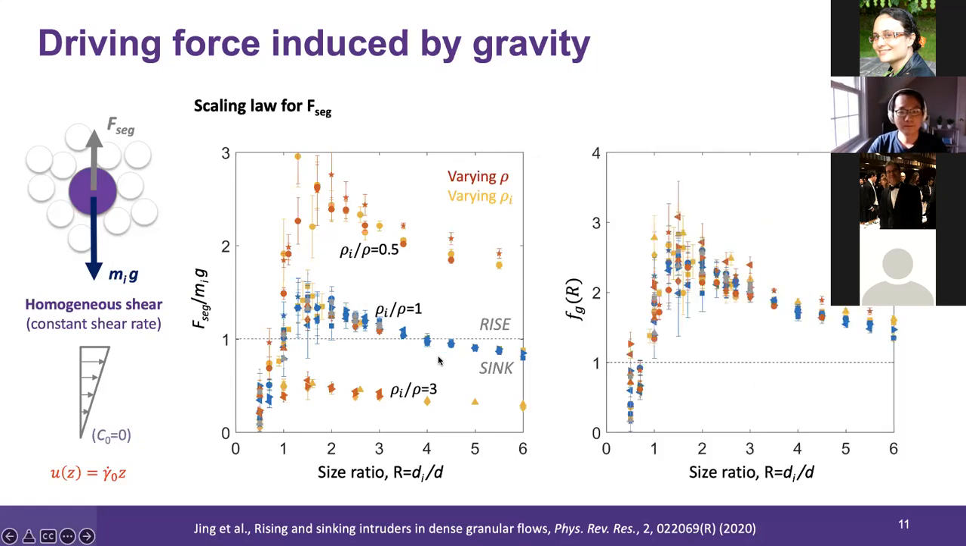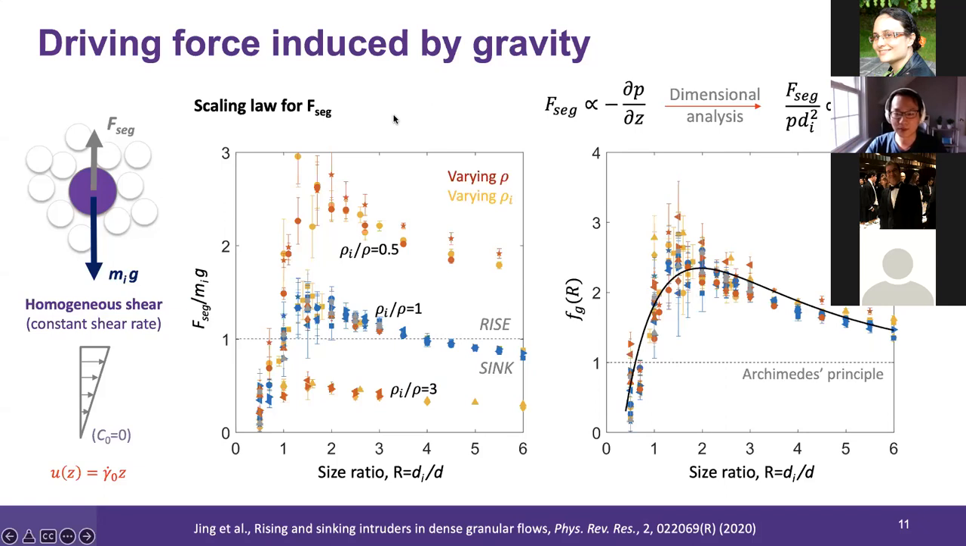Then we do a scaling analysis. We think this segregation force really scales like a buoyancy force, because it's proportional to the pressure gradient, which is the only gradient in the problem. We can then derive this relation for the segregation force under gravity. It's a buoyancy force, but with a prefactor Fg that is a function of R. If Fg equals 1, this goes to the Archimedes limit for continuum fluids. But here, because of the discrete contacts between particles, we have this peak behavior for the F function.